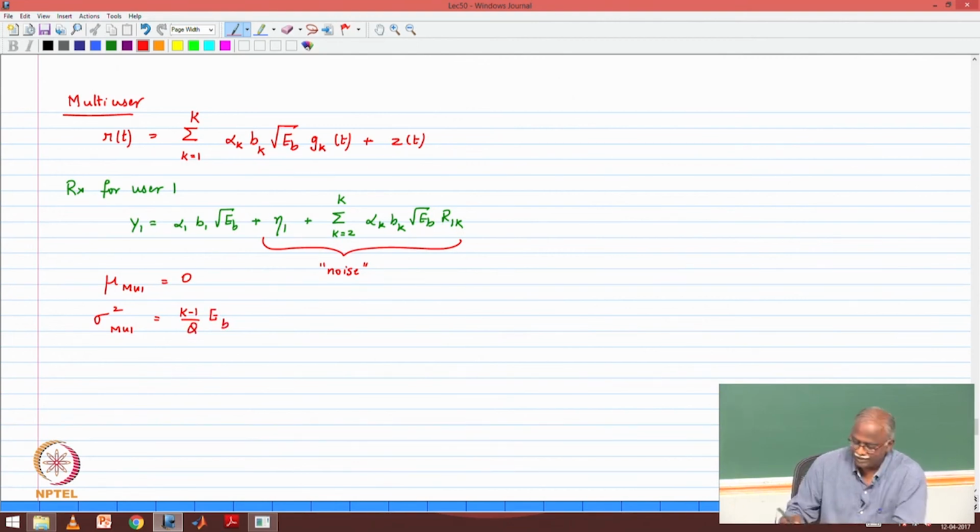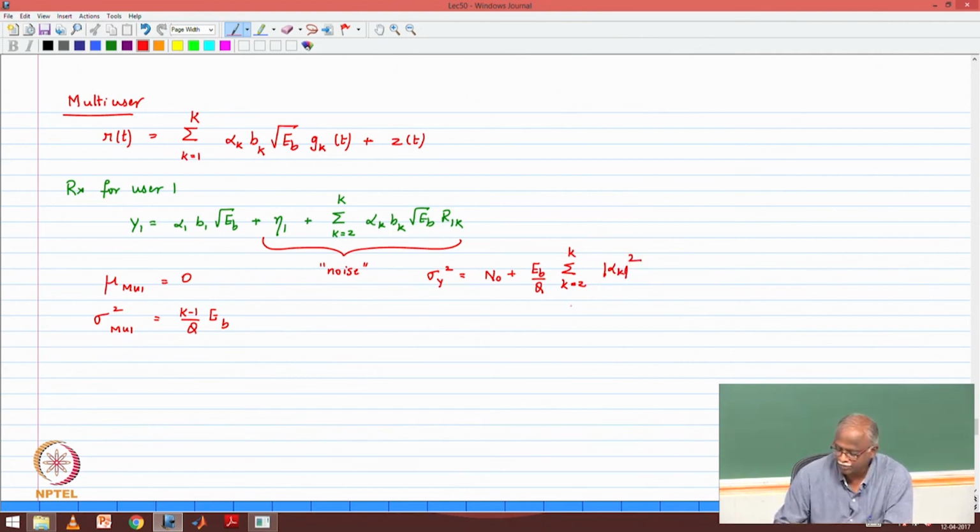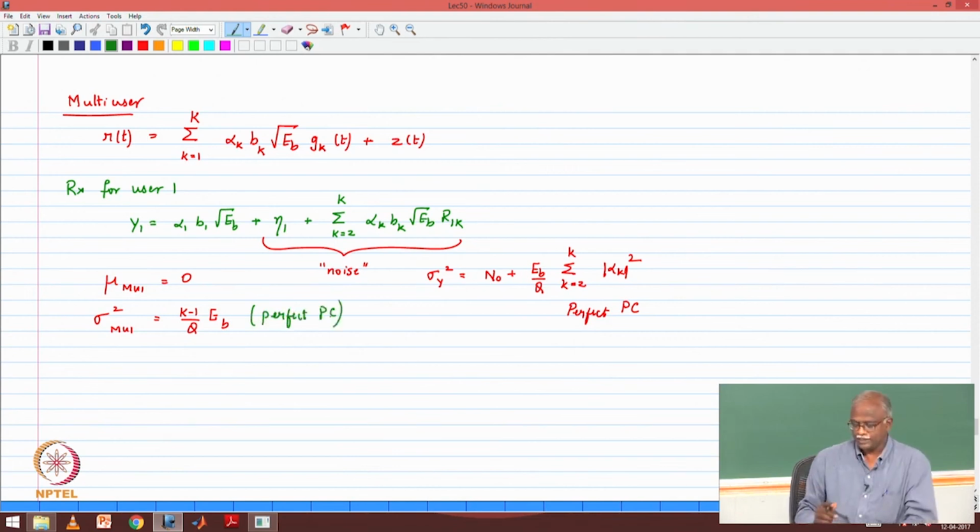Okay? And that comes from basically looking at this expression and arguing that this is 0 mean, and then saying that, okay, sigma y squared in this case is equal to N0 plus EB divided by Q, summation k equal to 2 to uppercase K, mod alpha k squared, and then of course assuming perfect power control, that the alpha k's are all equal, and therefore we are able to take out a K minus 1 term outside. So, this is under the assumption of perfect power control. Okay, so that is the expression.